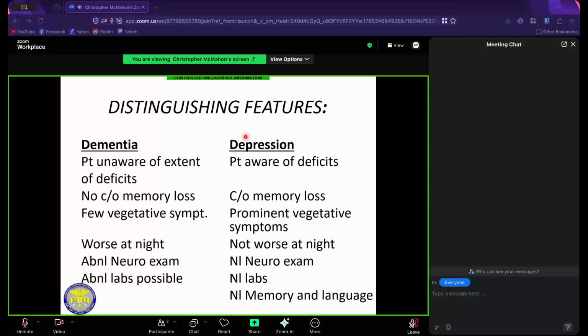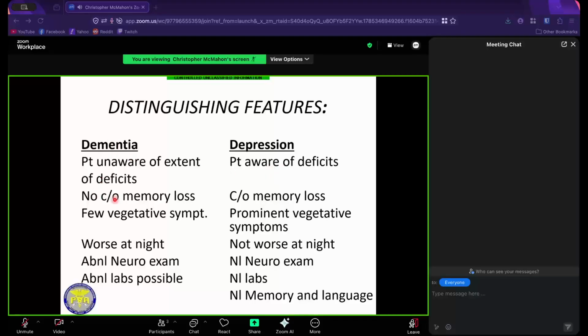Some of the differentiating things, just clinically, to raise your suspicion for depression. A patient with dementia is typically unaware of the extent of their deficits. They don't know that they're having issues. A depressed patient knows what's going on. They know they're moving slower. They know they're forgetting things. They're aware of their actual issues.